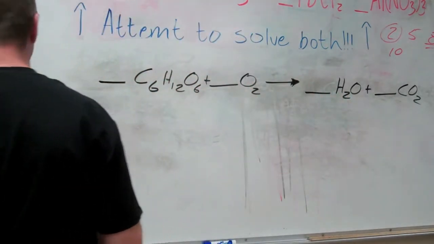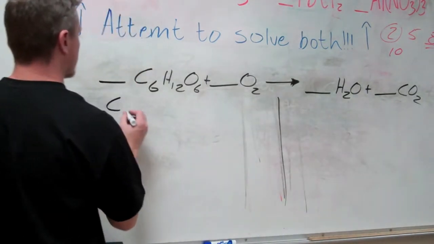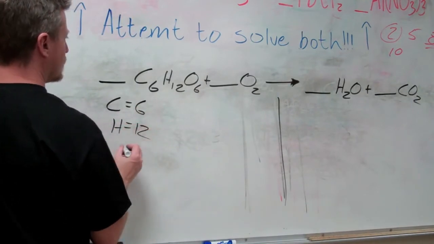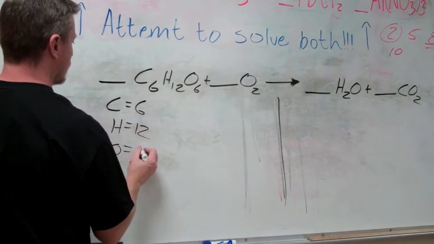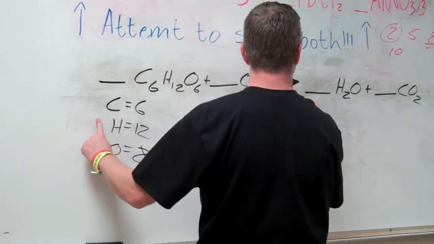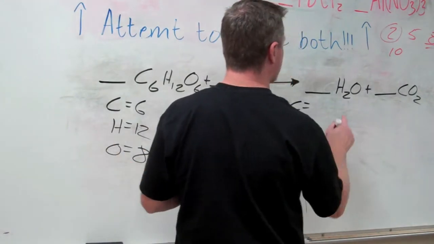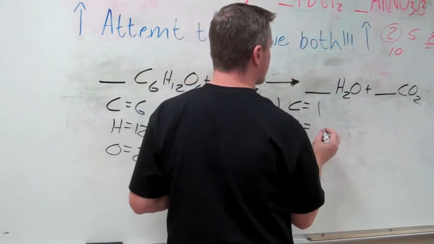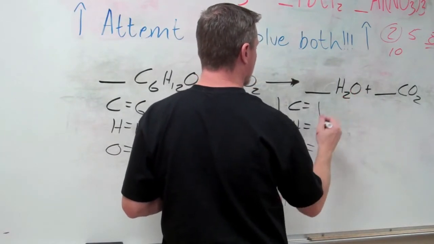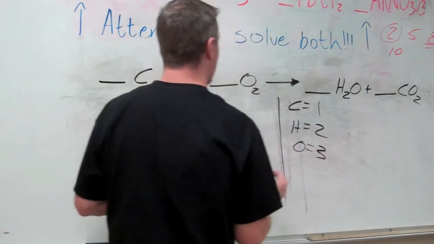Starting with C, how many do we got? 6. How many H's? 12. How many oxygens? 8, because you got these 6 and those 2. We're going to do the same thing, C, H and O. How many carbons over here? 1. How many hydrogens? 2. Oxygens? 3.